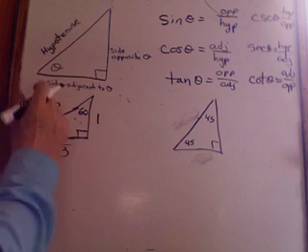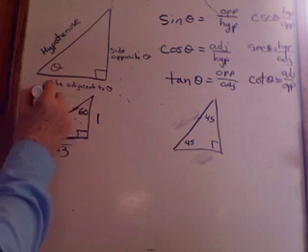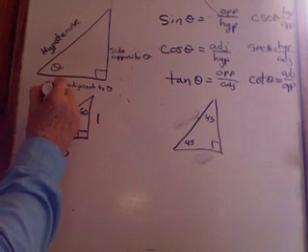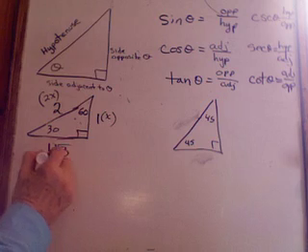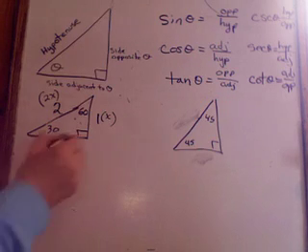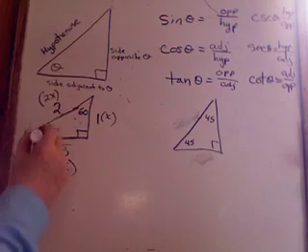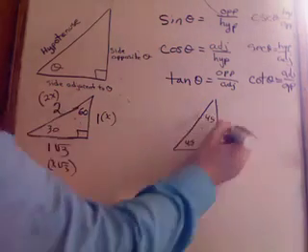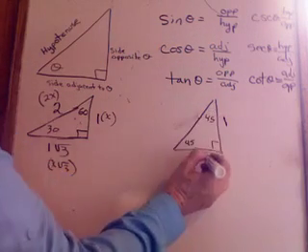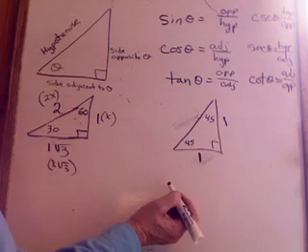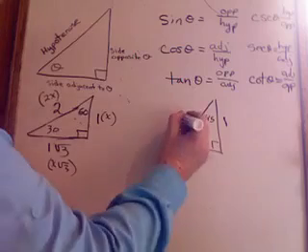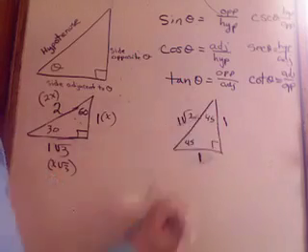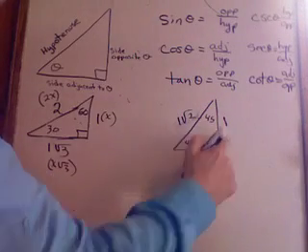A lot of times in testing situations, sometimes this is called 2x, this is called x, and this is called x root 3. But for our purposes, we're going to use the numbers 1, 1 root 3, and 2. And on the 45, 2 angles are the same, so the 2 sides opposite those angles are also the same. We'll do those as 1, and then this side is 1 root 2. If this was 2, this would be 2.